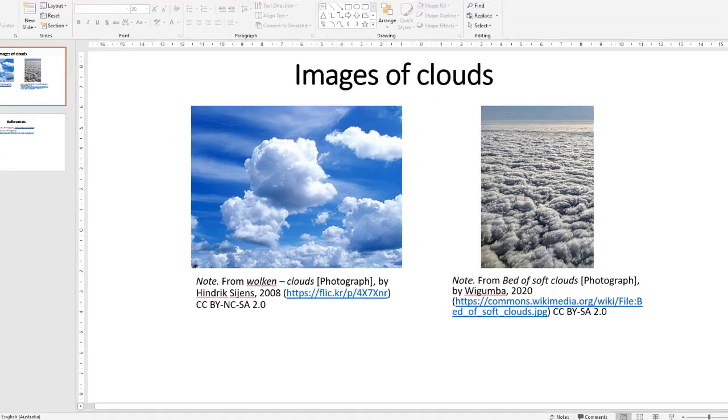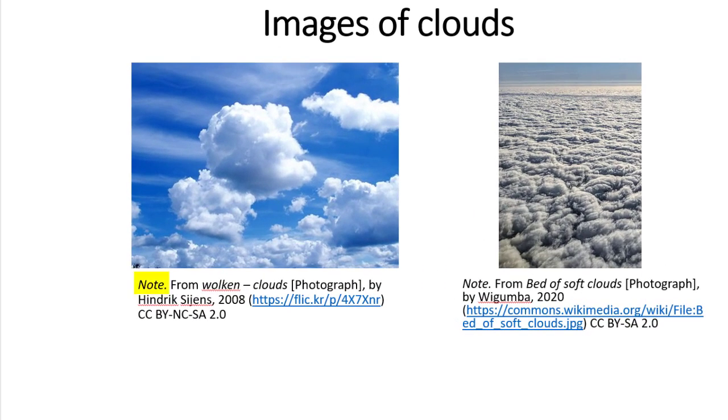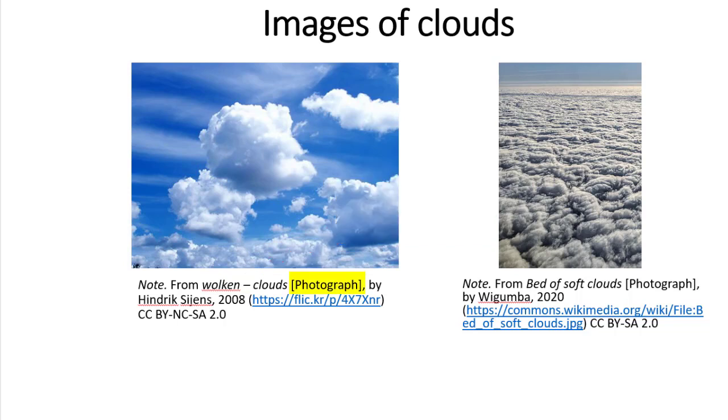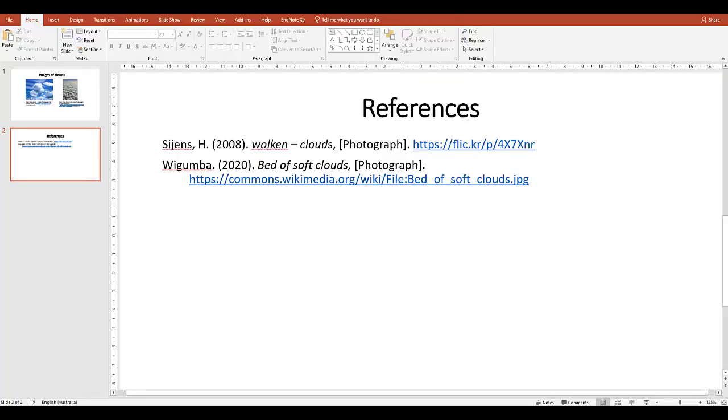The format for the caption is the word Note in italics, full stop, From, the title of the image in italics. If there is no title, insert your own brief description. The word photograph inside square brackets, comma, by, the author name, comma, the year, inside round brackets, the URL, and finally, the license type. Your reference list entry will follow normal APA 7 rules.